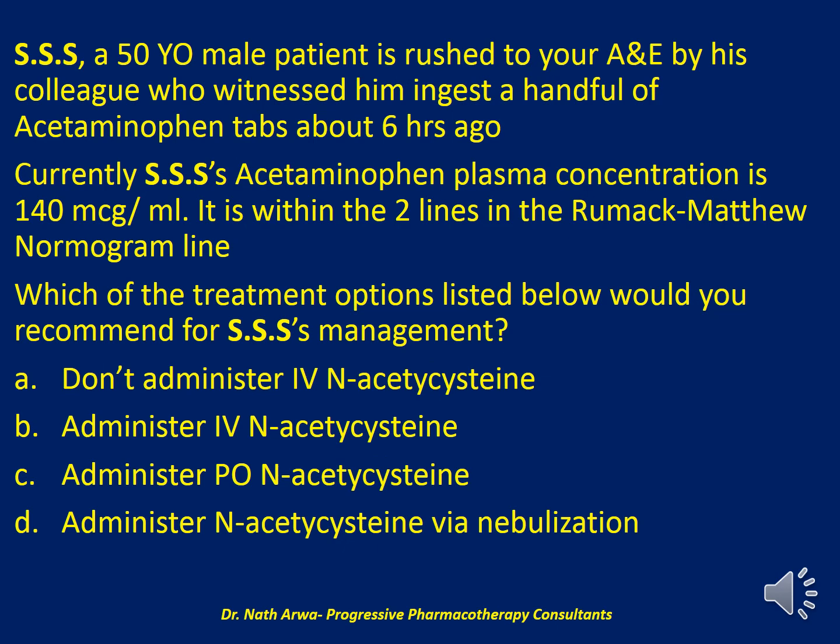And it reads, Mr. SSS, a 50-year-old male patient, is rushed to your accident and emergency department by his colleague who witnessed him ingest a handful of paracetamol tablets 6 hours ago. Mark the number 6. Currently, Mr. SSS acetaminophen plasma concentration is 140 mics per ml, and it is within the 2 lines in the Rumack-Matthew nomogram line. So my question to you is, which of the treatment options listed below would you recommend for Mr. SSS's management?